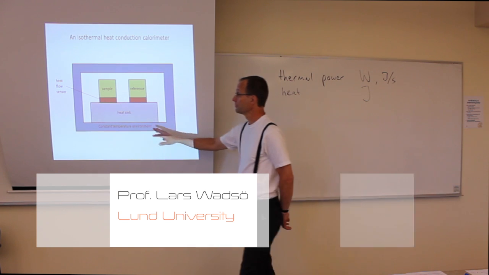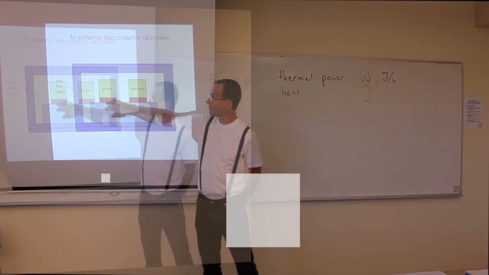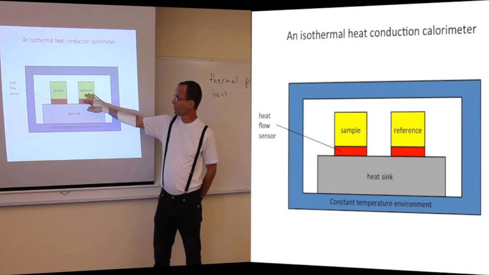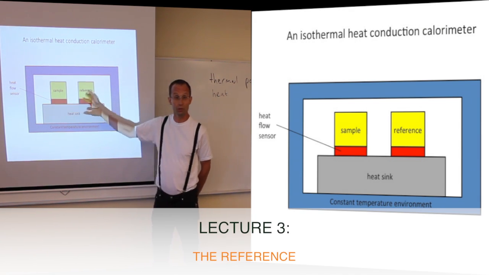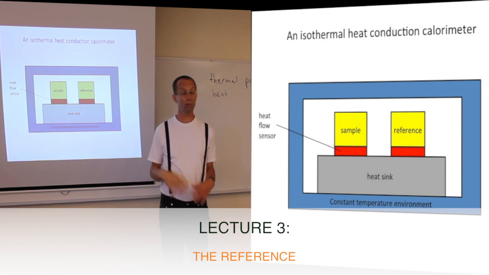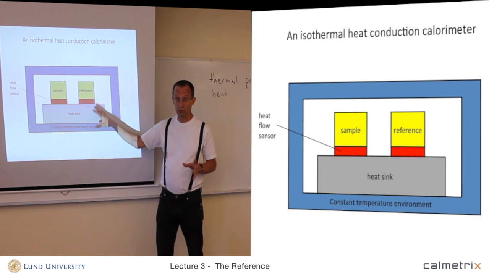In the previous lecture, we looked at the calorimeter and we saw there is a sample, but there is also a reference. And the reference, which is identical to the sample, should be identical to the sample in all respects, except it shouldn't produce any heat. So it should be an inert reference.